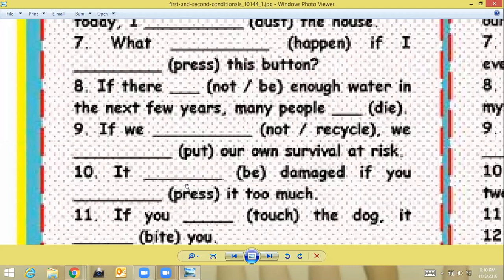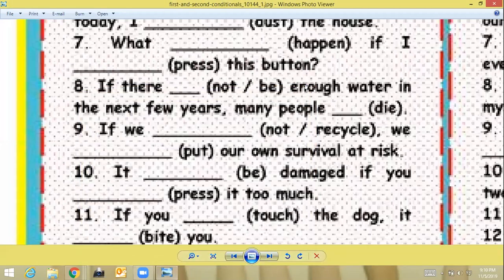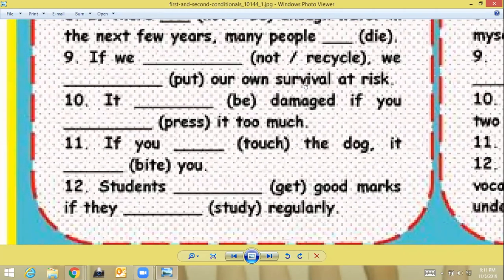What about number 9? If we don't recycle, we put our own survival at risk. Survival, very good. If we don't recycle, we will put our own survival at risk. Very good. What about number 10?